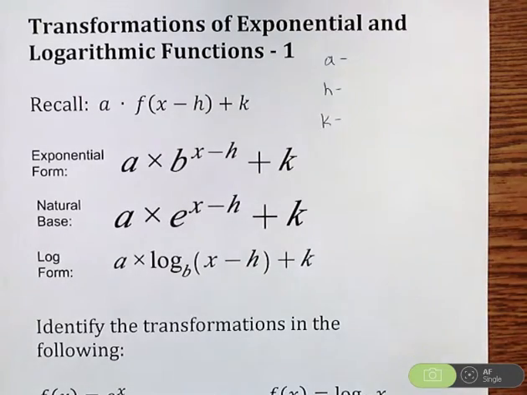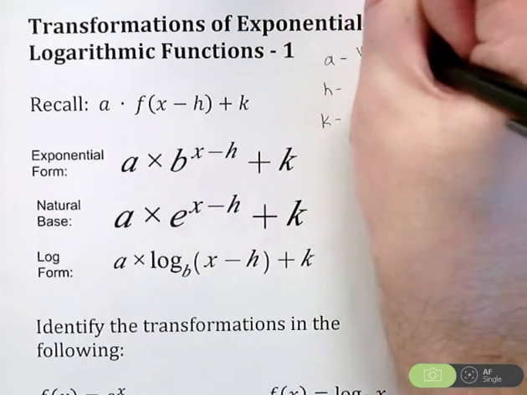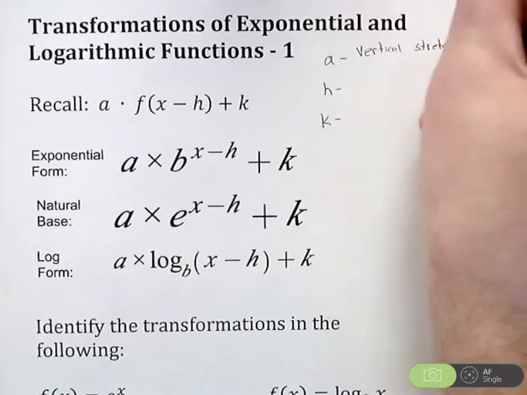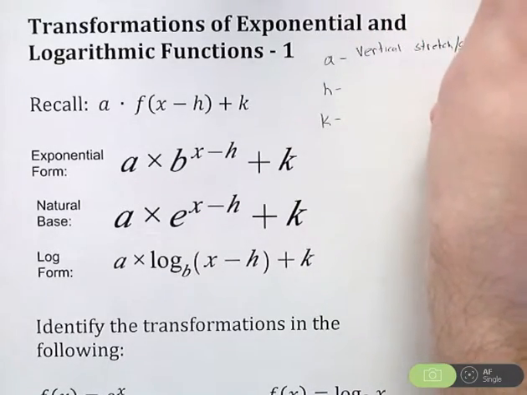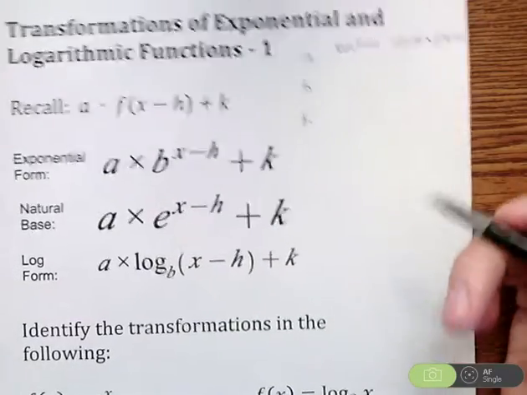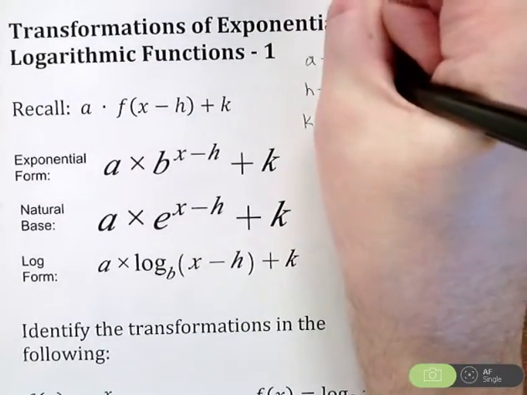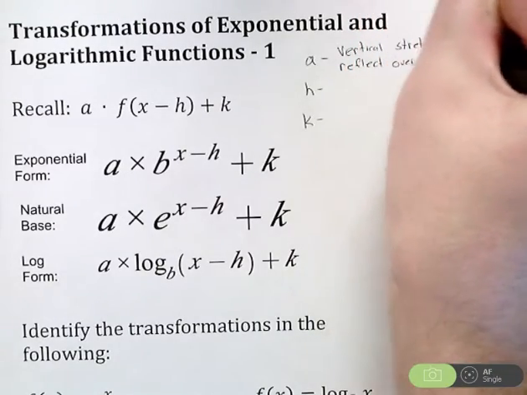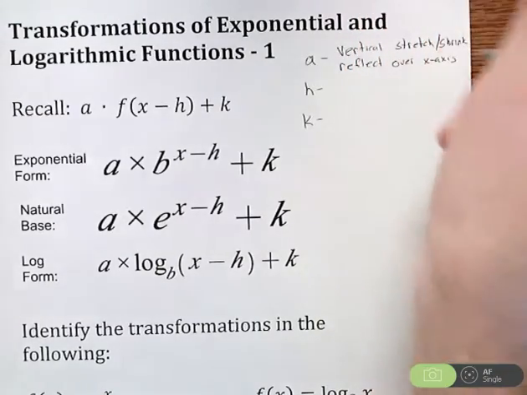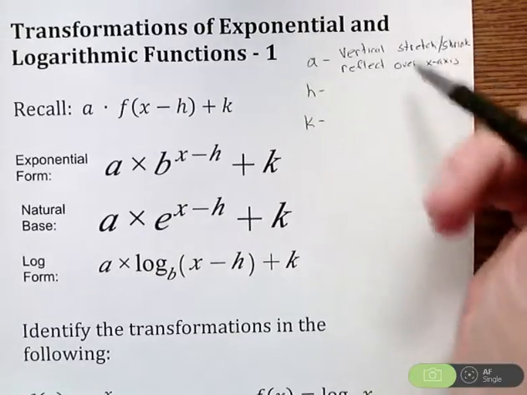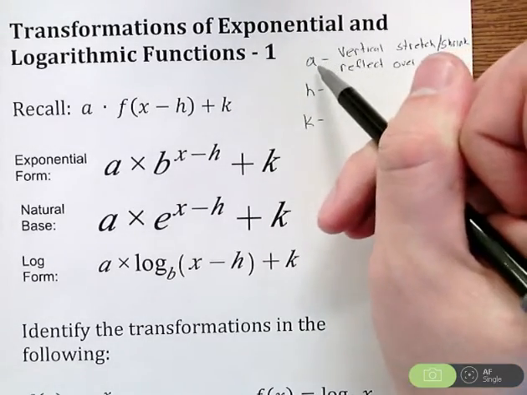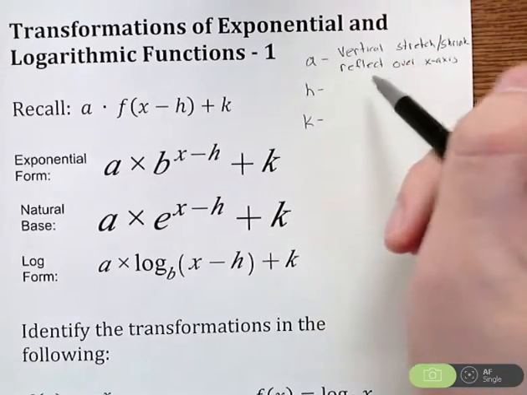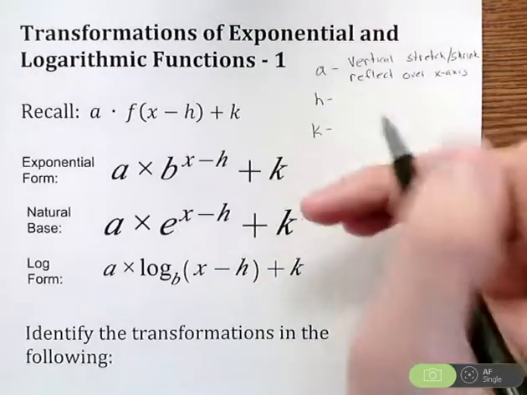So A can do two things. That is your vertical stretch or shrink. So that's going to stretch things vertically or shrink them vertically. The other thing A can do is reflect over the x-axis, and that has to do with a negative sign. The stretch is always numbers bigger than 1. The shrink is numbers between 0 and 1. So you can reflect over the x-axis.